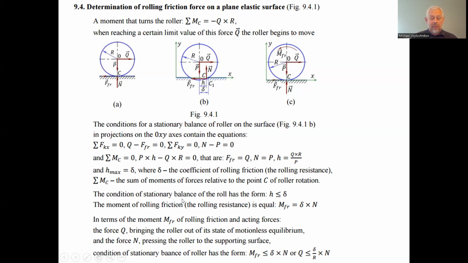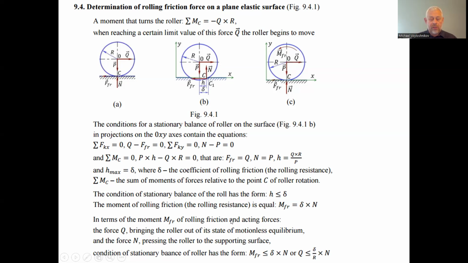This is a condition of the stationary balance. Delta is the coefficient of the rolling friction. It is equal to the maximal magnitude of the arm between the force of the weight and the force of the support reaction, when the forces are shifted due to deformation of the support plane, or maybe deformation of the wheel itself, as a result of the elasticity of the material of the support plane, and maybe the elasticity of the material of the wheel of the roller.